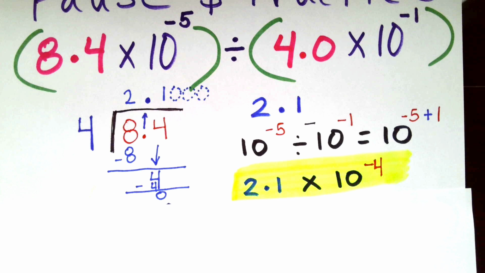All right, we got a quotient, which is the answer to a division problem, for this first pause and practice problem. It is a coefficient of 2.1 times 10 to the negative 4 power.